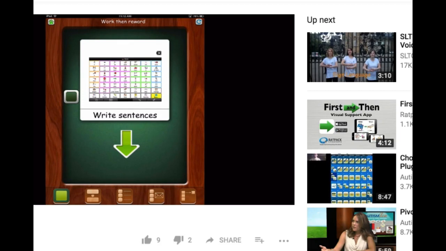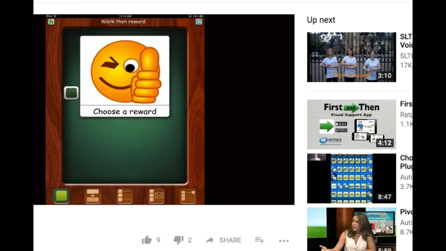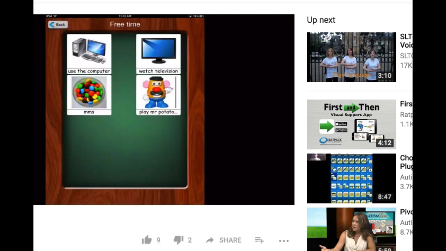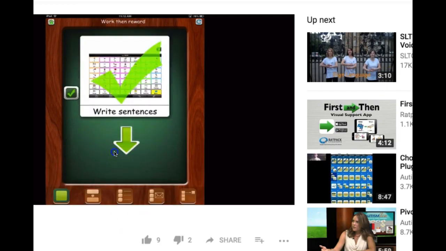So in this case, this student was having to do some writing within his Proloquo2Go communication set. So we ticked that off when he did it, and then he got to choose a reward. But what happens when I click on choose a reward, and you could do this at the beginning or at the end so that they know what they're working for, you can see that for his free time, he can either have some M&Ms, play Mr. Potato Head, watch TV, or use the computer. So Mr. Potato Head, that's now put on the board.